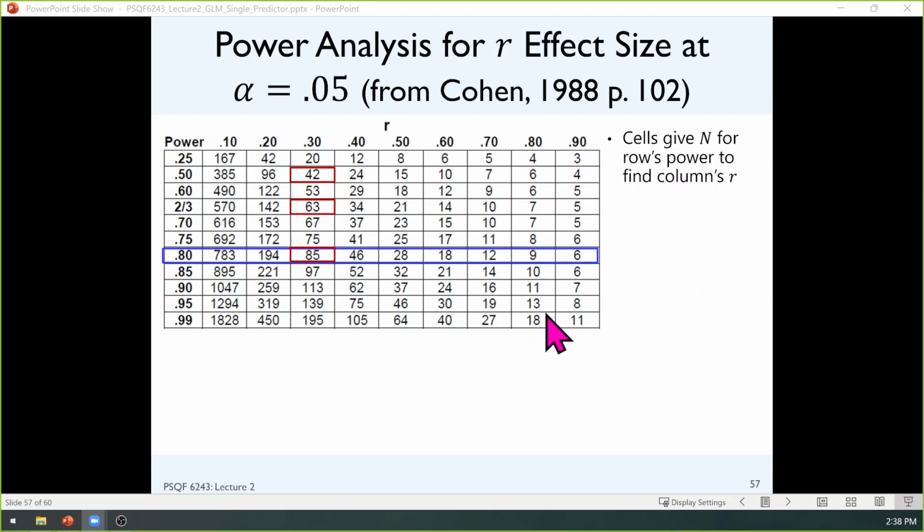But now look what happens as you move to the left here. The smaller the effect size is in the population, the more people you need to find it, and it gets exponentially harder the closer you get to 0. So if I want to have a guarantee, basically, to find an R of 0.1 to be significant, I need 1,828 people.